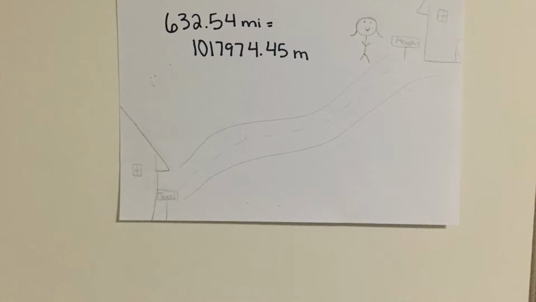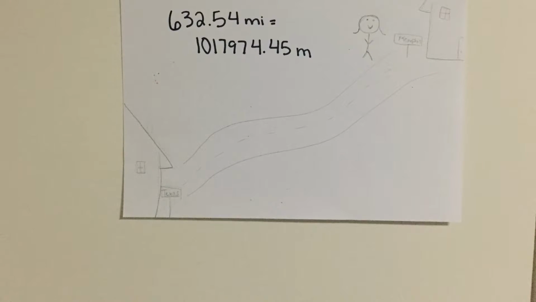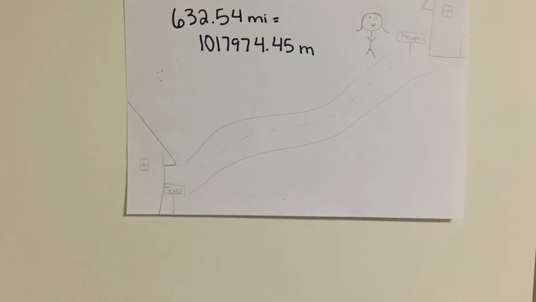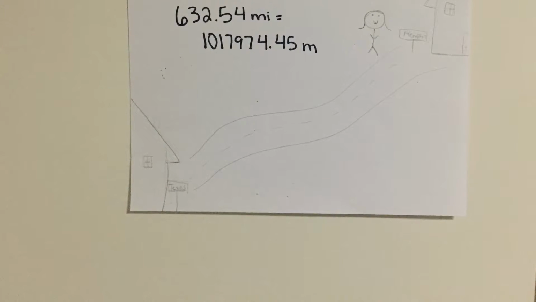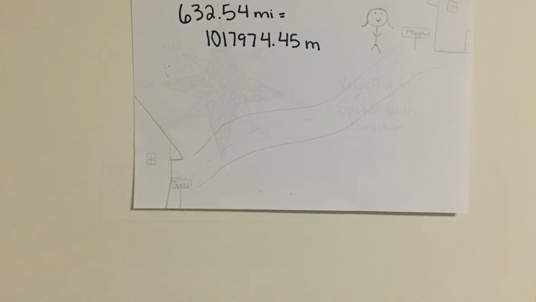But if Emily were to visit and come back to Texas the next day, her displacement would be 0 because her change in the final position and the initial position was 0 meters.